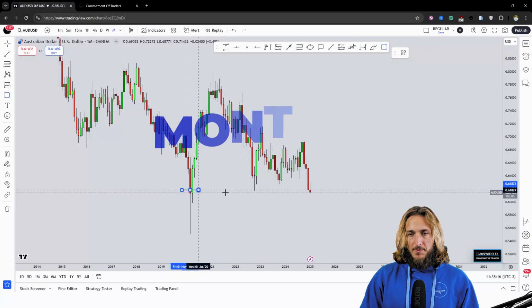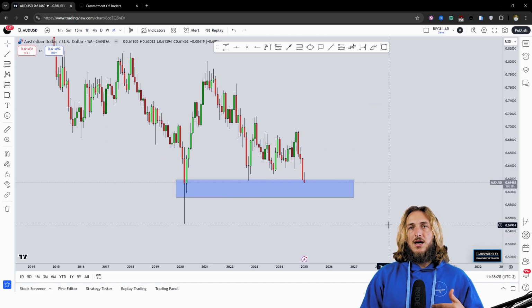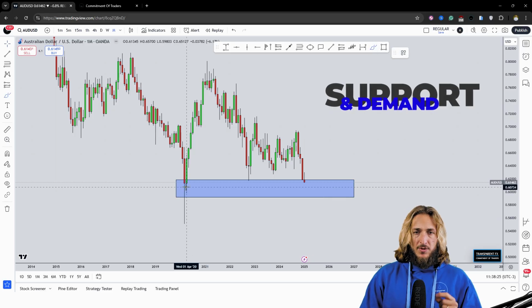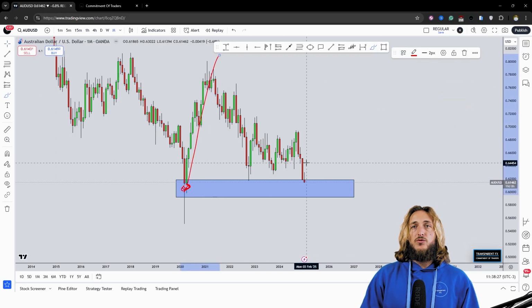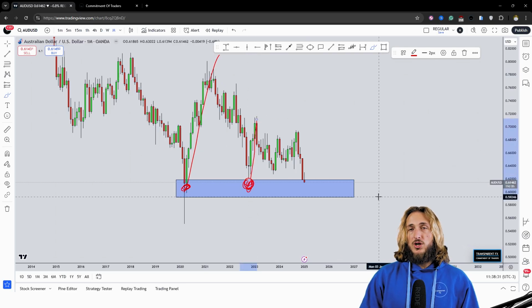Now, starting here from the monthly time frame, what we can see is that at the moment we have a market which is testing a quite strong historical monthly support and demand area. From here, in fact, all this previous move to the upside was created. Again, here the market tested the zone and got rejected to the upside.